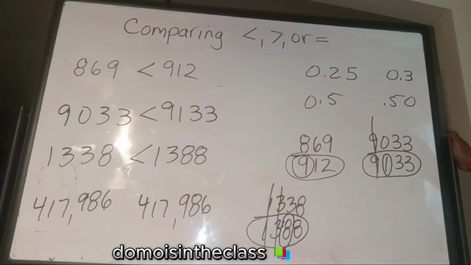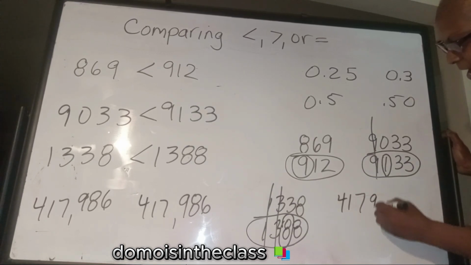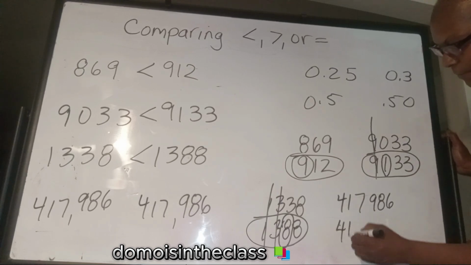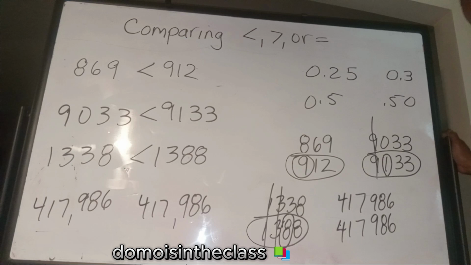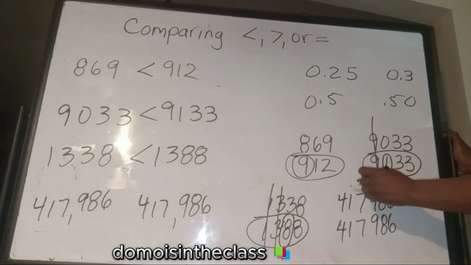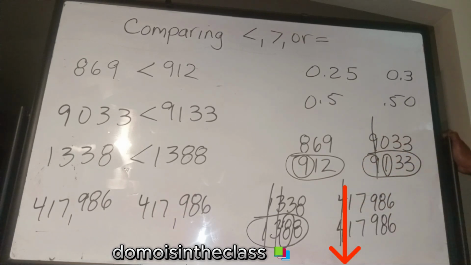All right, so doing the same thing, we have 4, 1, 7, 9, 8, 6, and then we have 417,986. And we're just going to do the same thing. We're going to look at the first number. We both have 4s in the line, so we put our line straight through it.